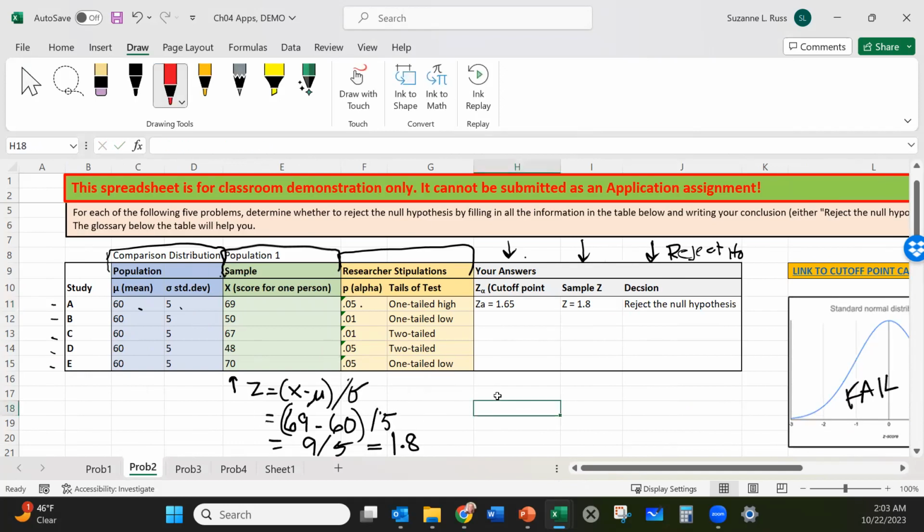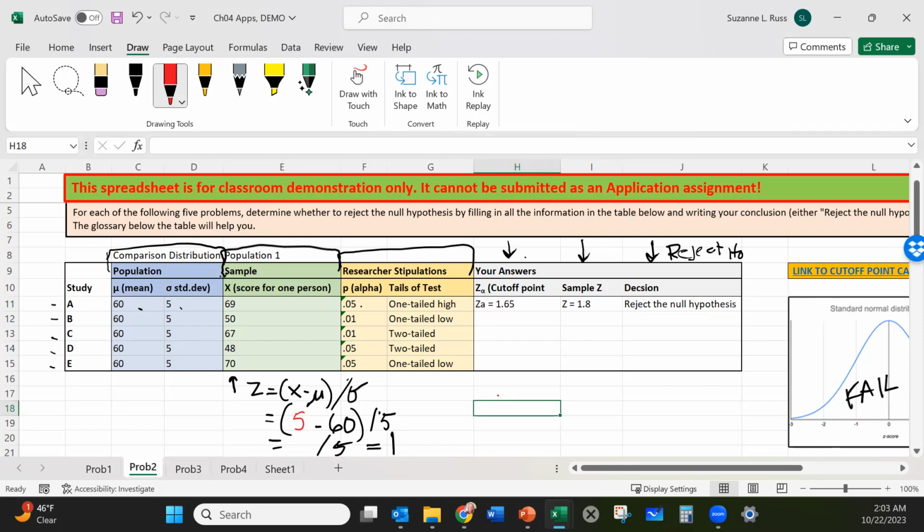Let's see if we can just erase this 69. There we go. And let's just erase that 9. And let's erase the 1.8 because everything else here is the same. And that one doesn't want to erase, but we'll cross it off. So all we have to change here is the 50.